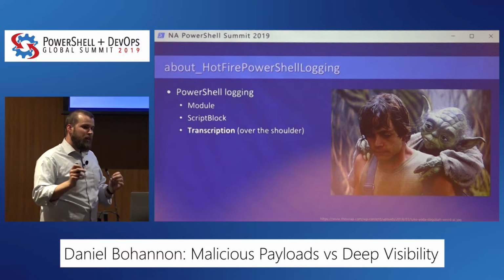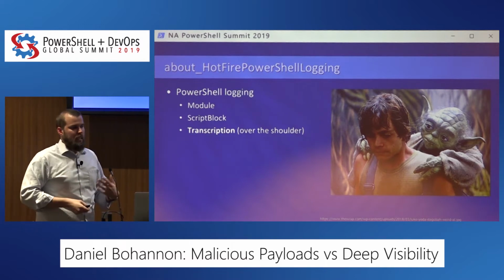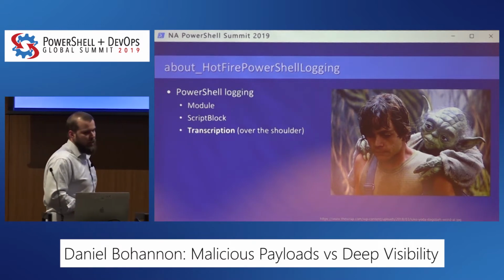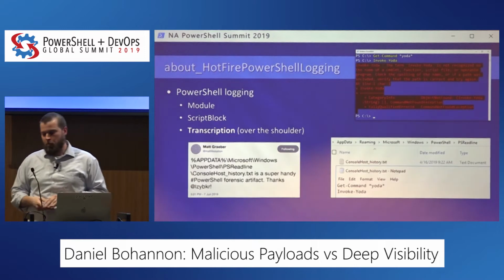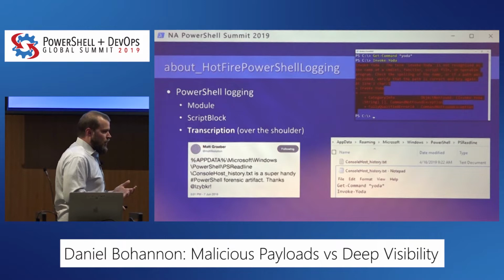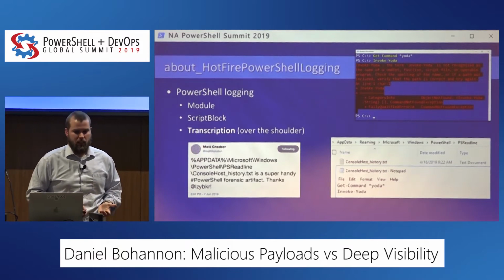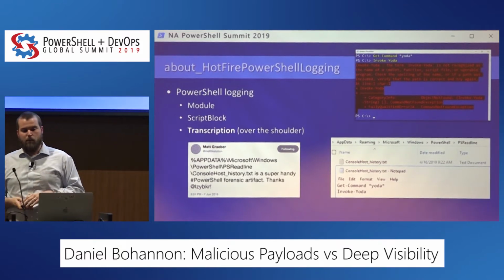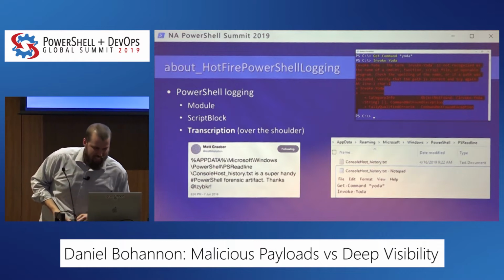Now, this one is not the prettiest format, but it's really cool, and honestly, it's one of the ones that I see the least. But let's take a look at this. It has a kind of stepbrother, I would say, this text file called ConsoleHost_history.txt. Now, the first time I saw this was from Matt Graeber tweeting this out back in 2016.